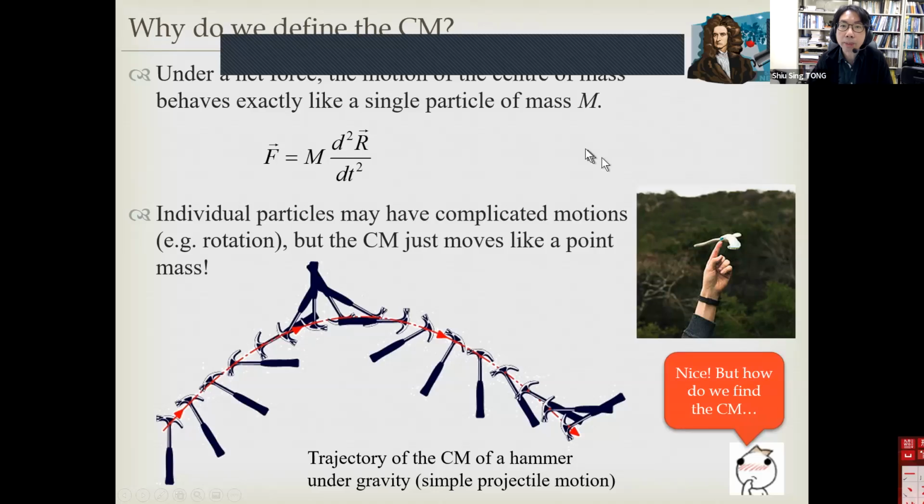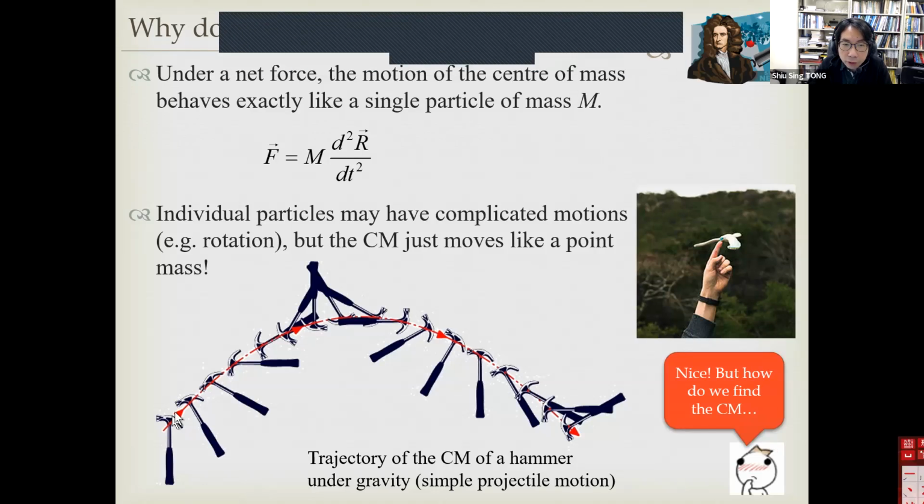The center of mass has a special property: when you trace the position of the center of mass in a trajectory, you will find that it just follows Newton's second law, just like a single particle. So if you throw a hammer into the air, although the hammer is rotating in a very complicated manner, if you trace the position of its center of mass, it will follow a simple projectile trajectory, just like a single particle in air.